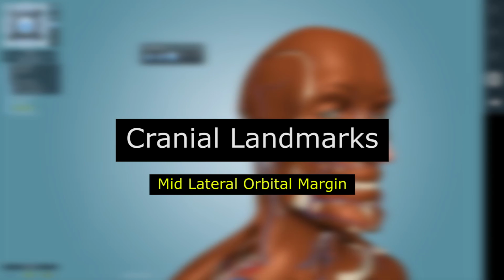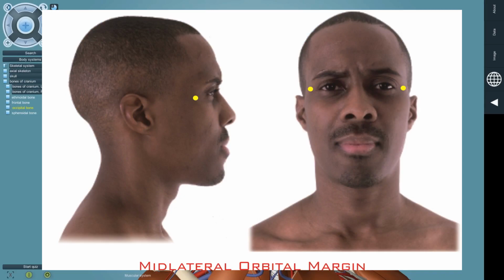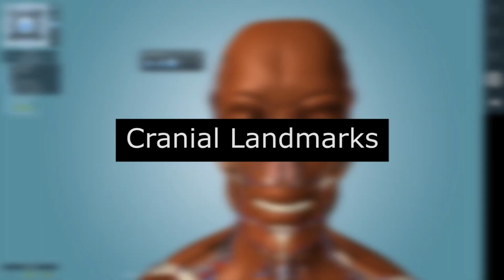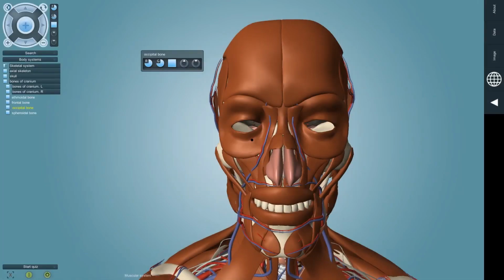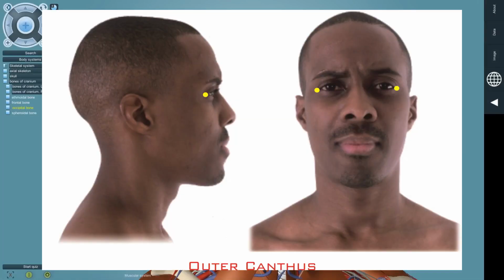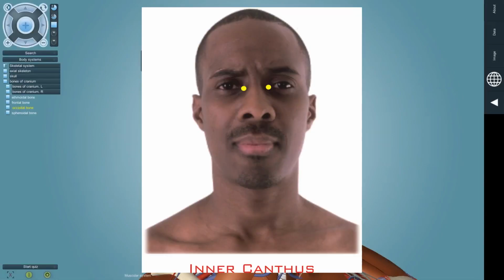Mid-lateral orbital margin. The mid-lateral orbital margin positions the lateral rim near the outer canthus of the eye. Outer canthus. The lateral junction of the eyelids, or the point where the upper and lower eyelids meet laterally. Inner canthus. The junction where the eyelids meet near the nose.